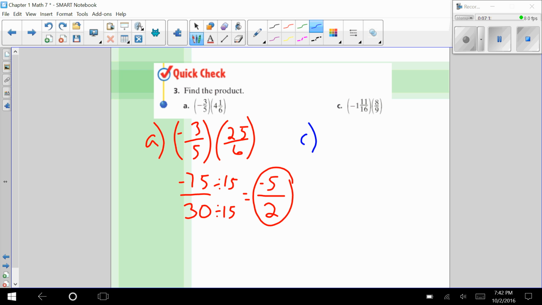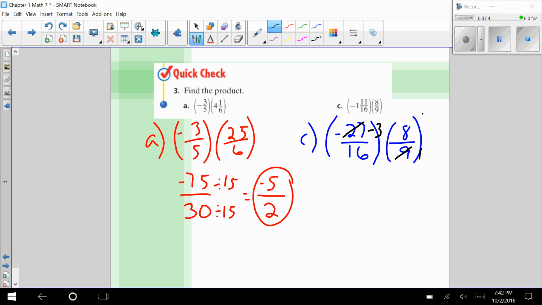For letter C, we're going to change negative 1 11/16 into an improper fraction, which becomes negative 27/16. And we have 8/9 still. Now this one, let's look at cross-canceling, because 27 times 8 and 16 times 9 are going to give me some big numbers. I know that diagonally with the 27 and the 9, 9 goes into both of those. We'll divide them both by 9. The negative 27 becomes a negative 3. The 9 becomes a 1.